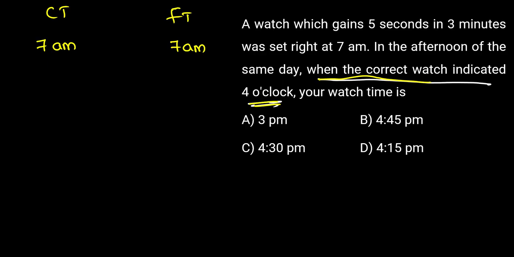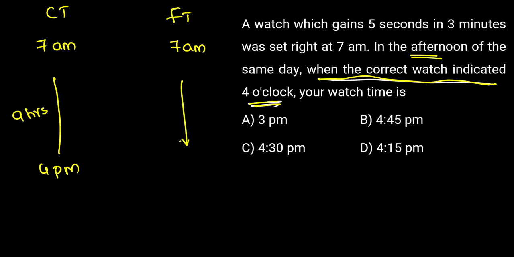When the correct time watch indicated 4 o'clock in the afternoon on the same day. So 4 p.m., 7 a.m. to 4 p.m. How much time, sir? How many hours? Same day. 9 hours.